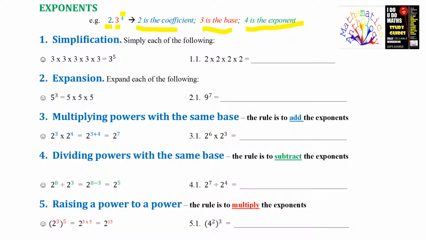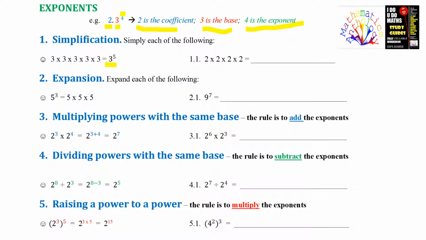So let's work with the first one here, simplification of exponents. Let's simplify each of the following. You have 3 times 3 times 3 times 3 times 3. That can be simplified to 3 to the power of 5. In other words, there are 5 3's that are being multiplied.